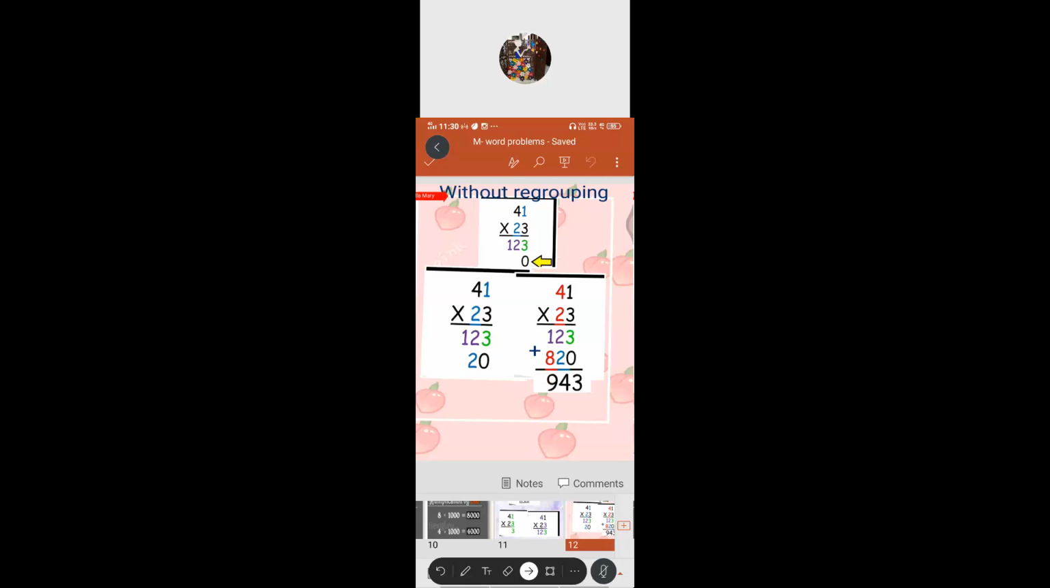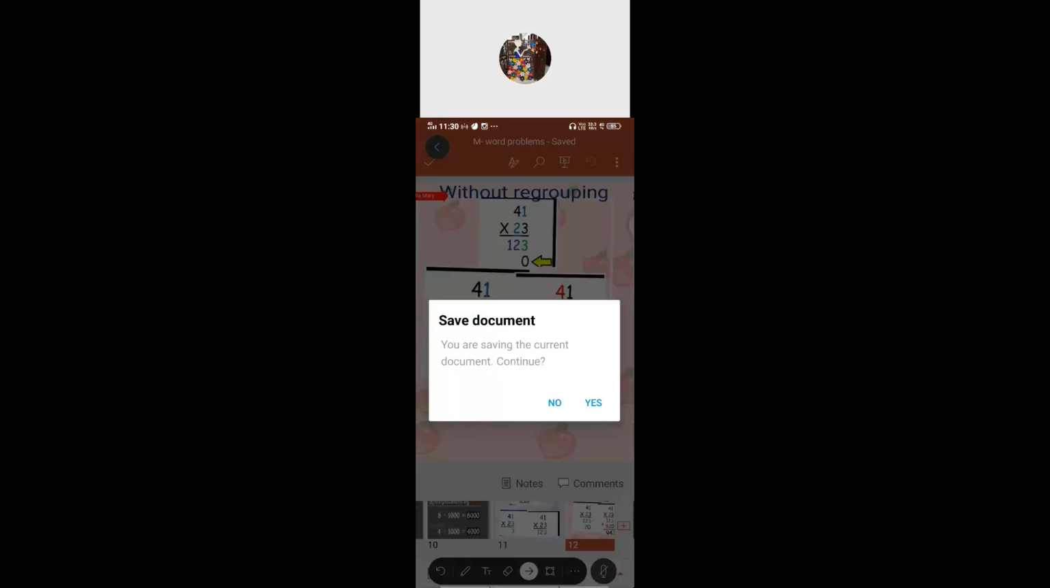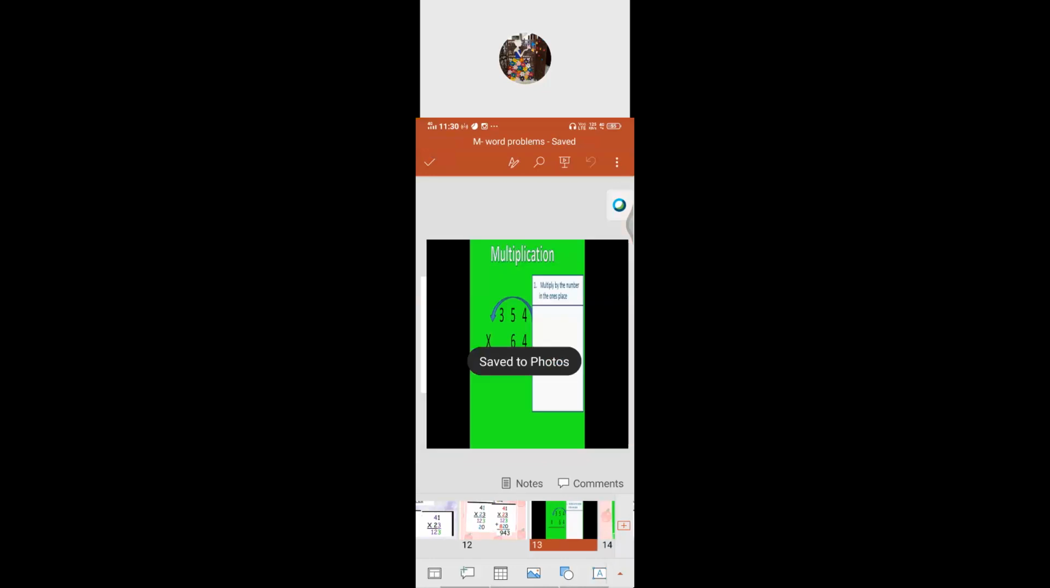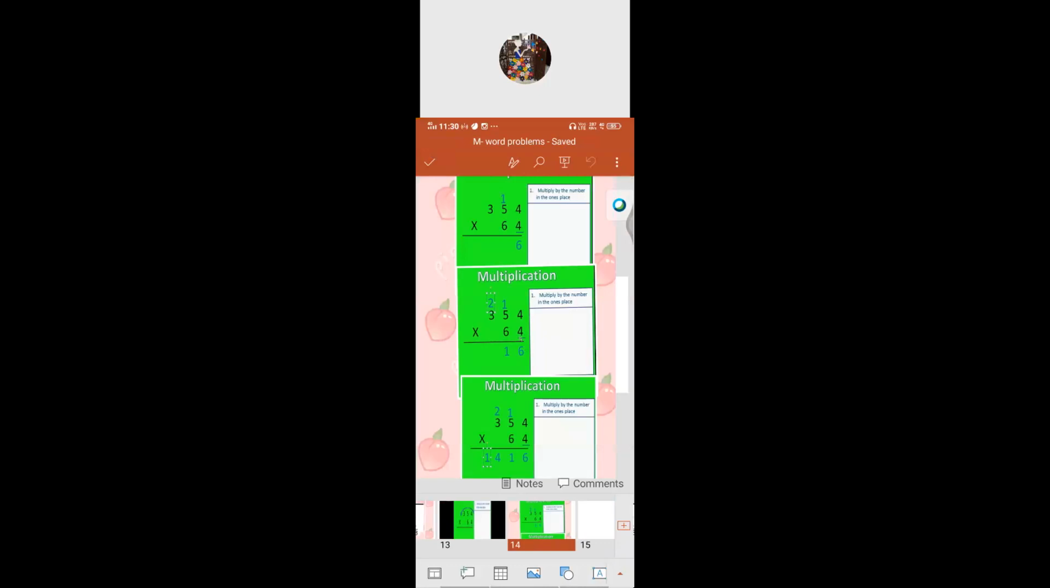The second will be with regrouping, using a 3 digit by 2 digit number. So the same method, similarly we are going to do that one. What is the first step I said? Always we have to start with the ones digit.